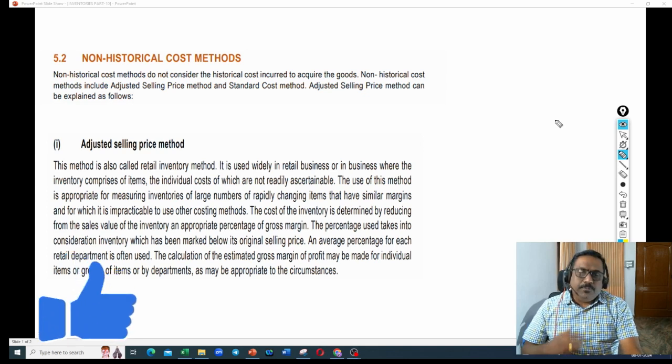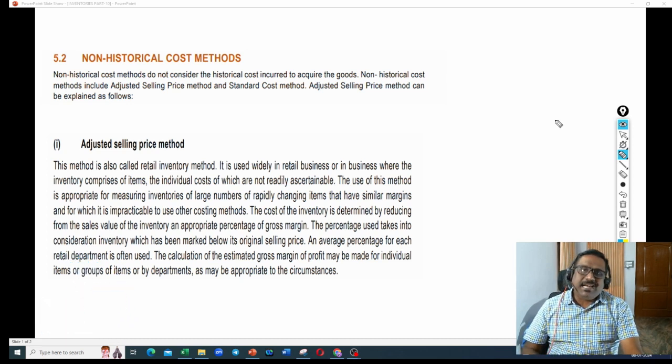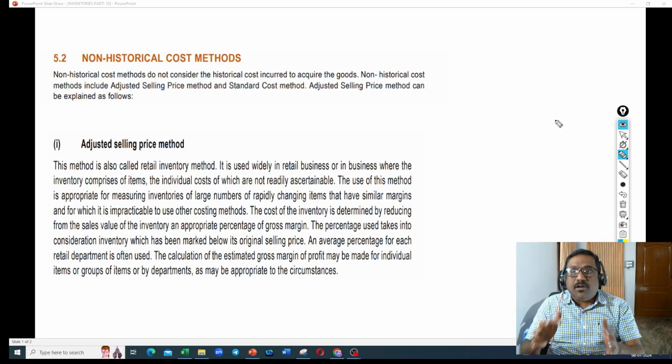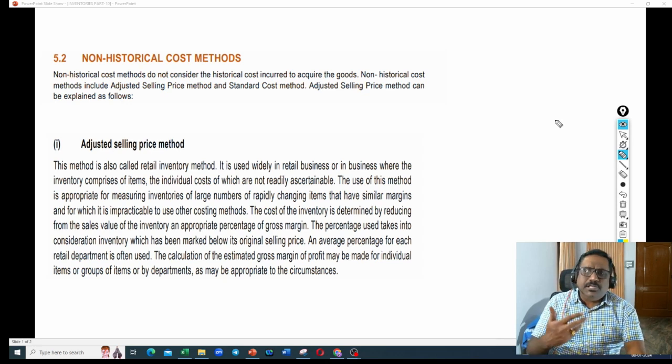So now we understand what those two methods are: the adjusted selling price method, and the other one is the standard cost method. What do you mean by the adjusted selling price method? This method is also called the retail inventory method. Why retail inventory method? The name itself says retail. Retail business organizations maintain multiple products. It is not practical for us to go and identify the historic cost of each product because they keep changing the products.